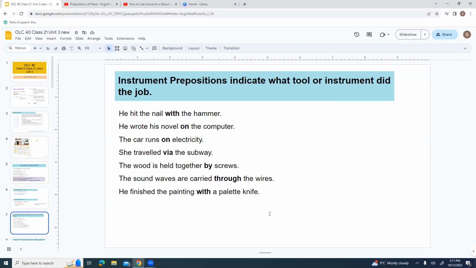Instrument prepositions indicate what tool or what instrument did the job. So he hit the nail with the hammer. He wrote his novel on the computer. So they don't mean like he was sitting on the computer. They mean he did the work on the computer.